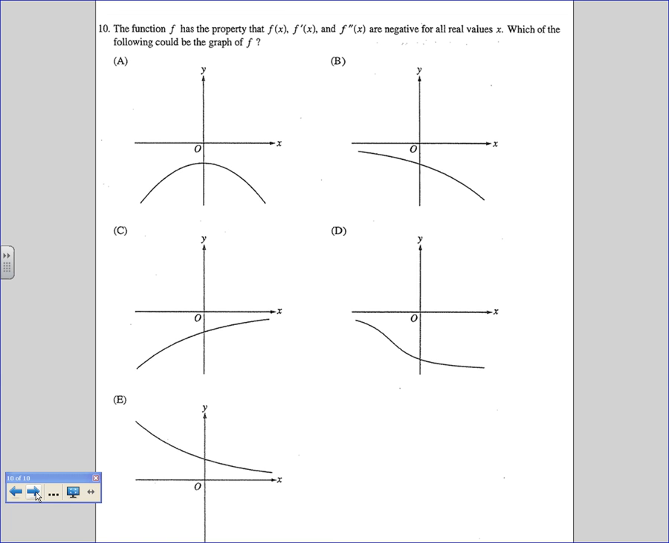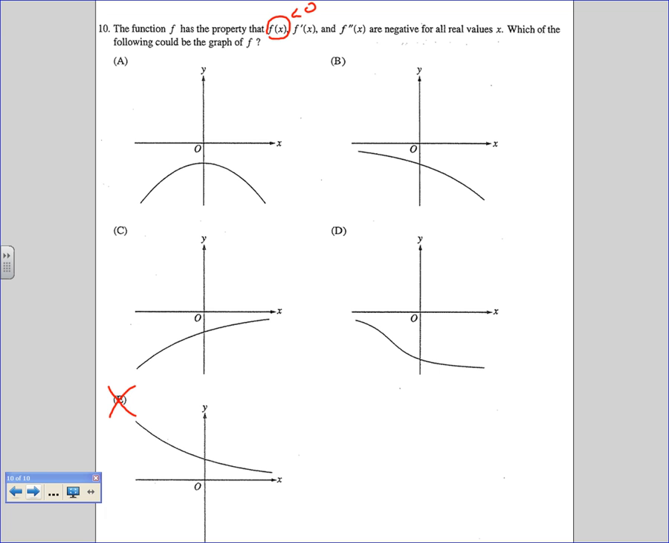Finally, number 10, we're presented with a number of graphs, and we're told that the function, the first derivative, and the second derivative are all negative. So first of all, the function has to live below the x-axis, right? This guy is less than 0. So it could be A, B, C, or D, but we quickly can eliminate E because E is positive.